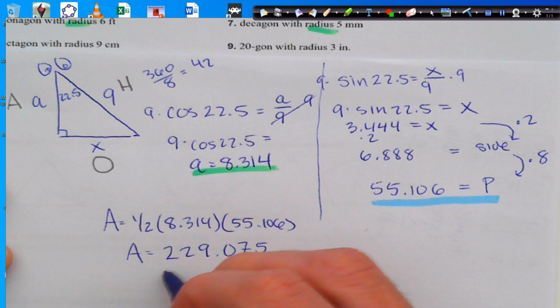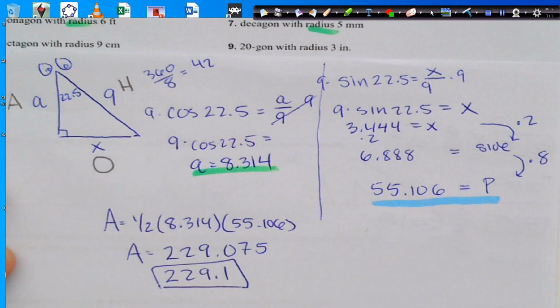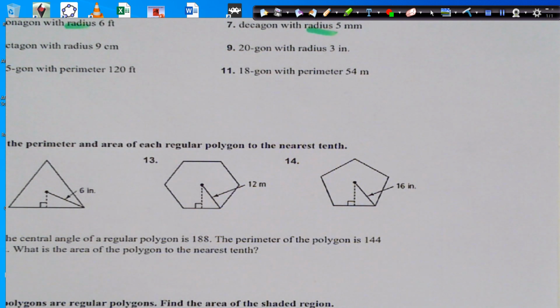Okay, so it kind of rounds out. So on Go Formative, you're going to want to put 0.1. So 229.1. Okay? Alright, that was number 8.